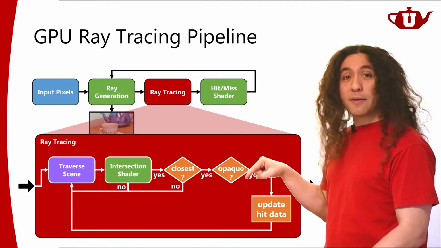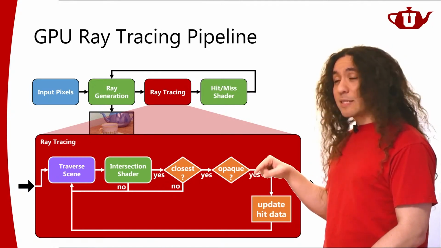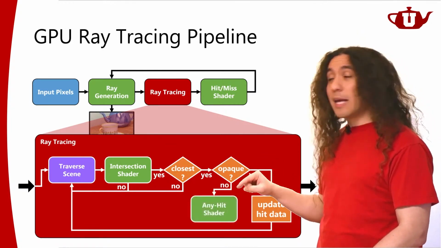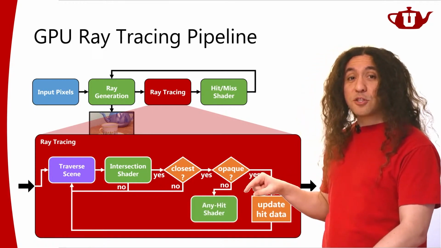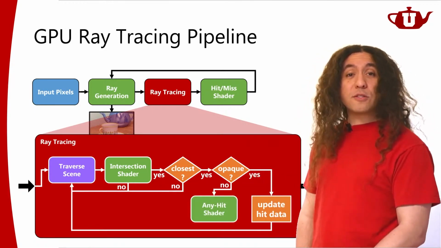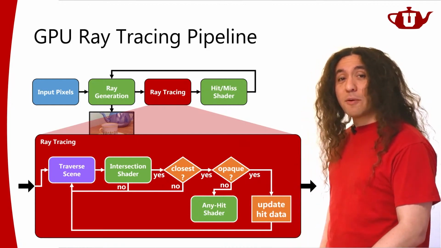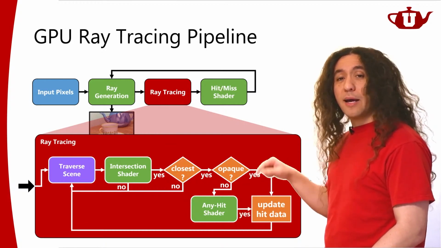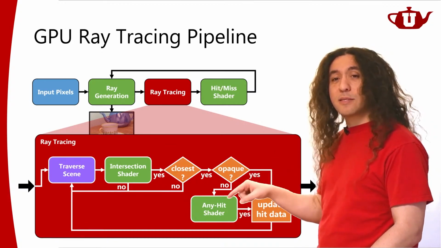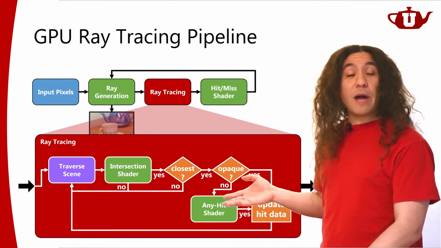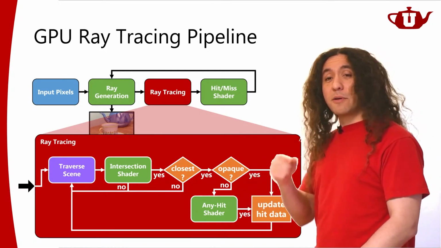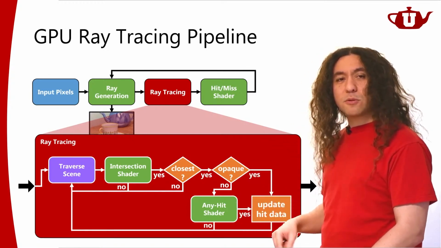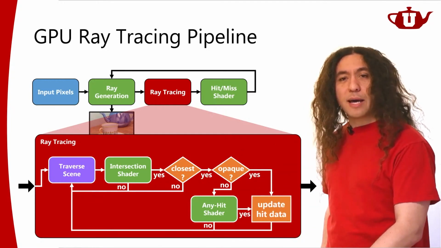If this is not opaque, that means it's semi-transparent. So I'm going to look at this any hit shader. The any hit shader will determine what to do with that hit. I can say, oh yeah, I'm going to use this to just replace and update my hit data. Or I can say, you know what, I can use it for alpha testing, for example. I can say, oh, actually from here, you're not really quite seeing anything. So I can just pass it back to the scene traversal and ignore that hit, right?